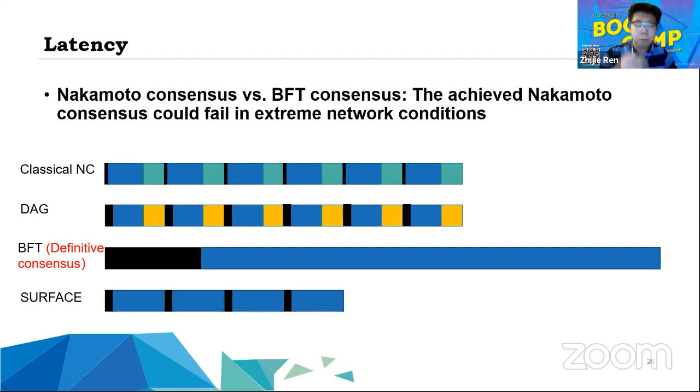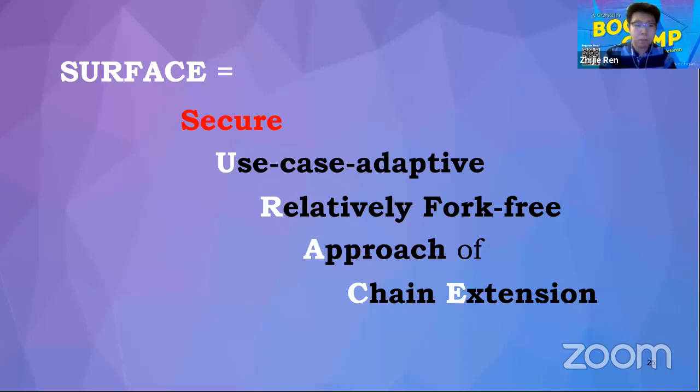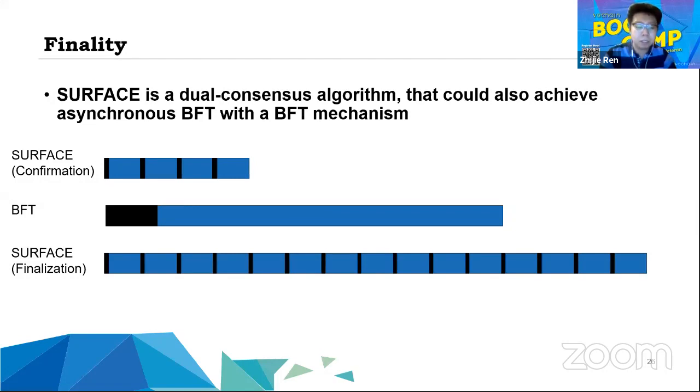But people consider POW like Bitcoin already safe, so it doesn't make too much difference. But in some scenarios, like legally sensitive matters, or for example scenarios in cross-chain or storage, it is a bit inconvenient to use classical NC. So a lot of blockchains now have a finality mechanism. In terms of security in Surface, we also provide a finality mechanism.